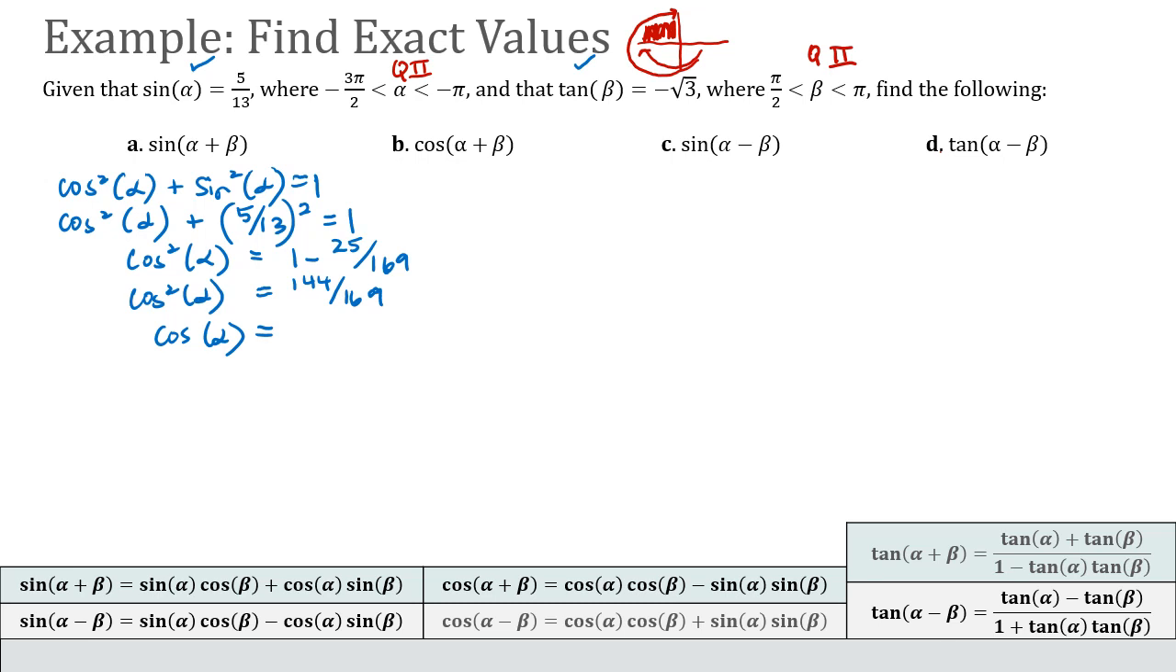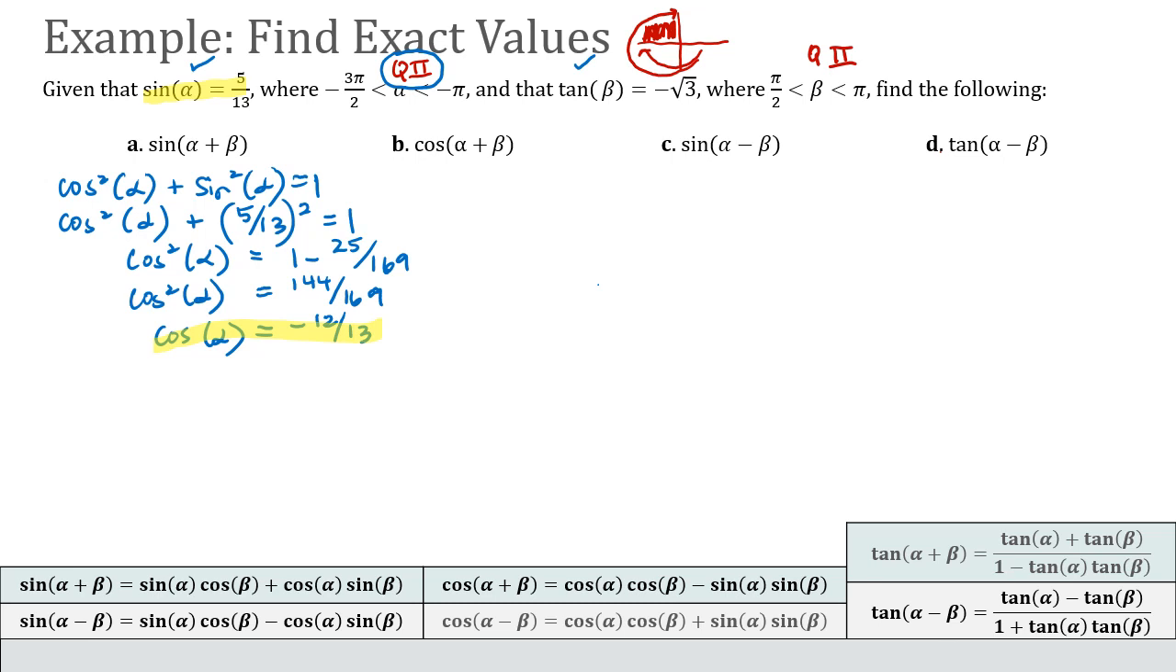Now, is it a plus or is it a minus? Well, this is where paying attention to the quadrant comes in handy. In the second quadrant, the cosine is negative. So I'm going to call this negative 12 over 13. And I think I'm going to start highlighting here so I can keep track of things. I was given the sine of alpha. Now I know the cosine of alpha, don't I?